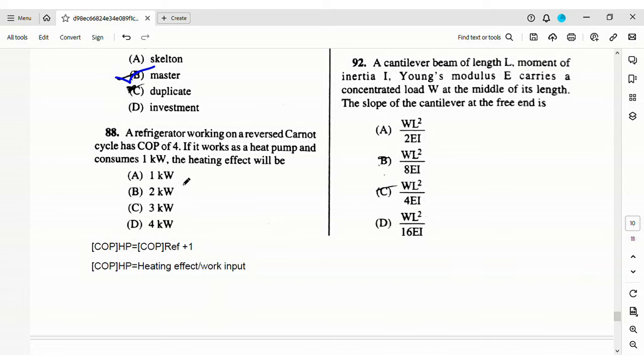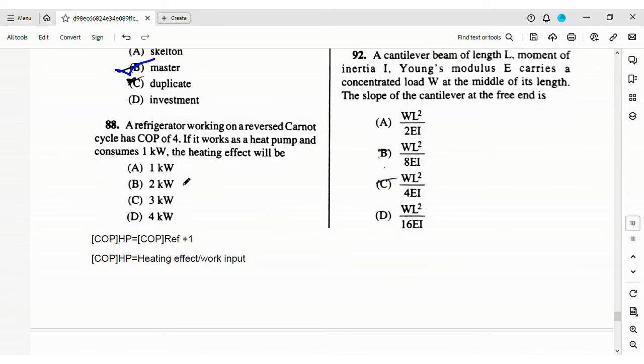A refrigerator working on a reverse Carnot cycle has a COP of 4. If it works as a heat pump and consumes 1 kilowatt, the heating effect will be? Initially, we know the equation: COP of heat pump equals COP of refrigerator plus 1. So from this equation, we get 4 plus 1 equals 5. So COP of heat pump equals 5.